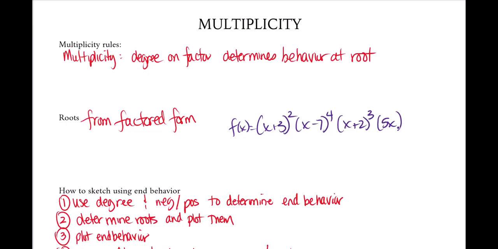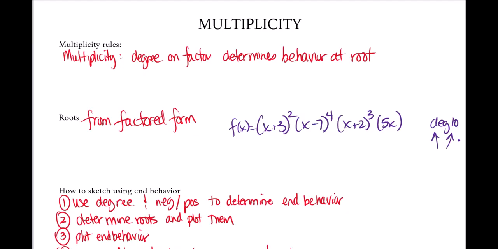So remember again that the degree is going to be the sum of all the degrees in factored form. If it was multiplied out, it would be the largest degree, but when we're looking at this in factored form, it's going to be the sum. So we've got 2 plus 4 plus 3 plus 1, so this has a degree of 10. We know this is positive and even, so we know the end behavior is going to go up that way, for a little bit of review.